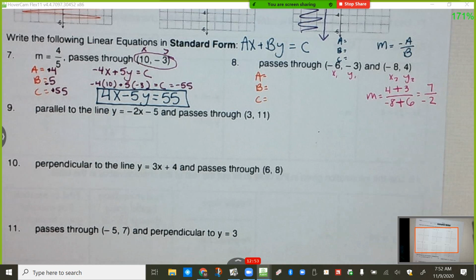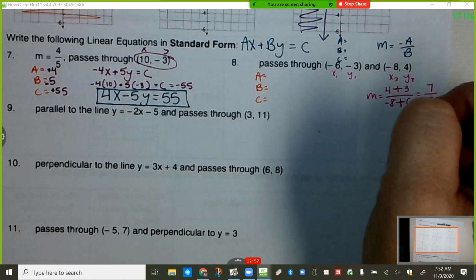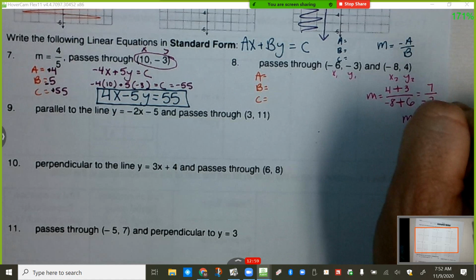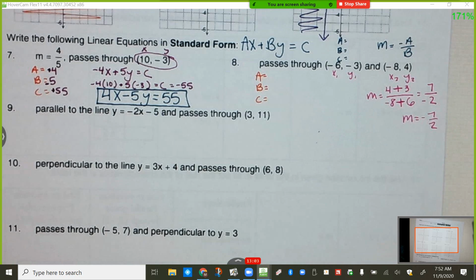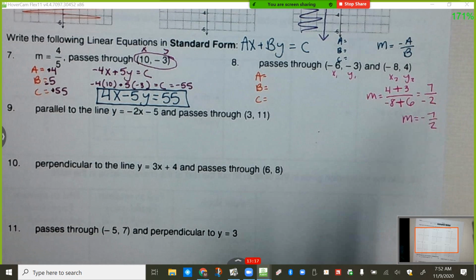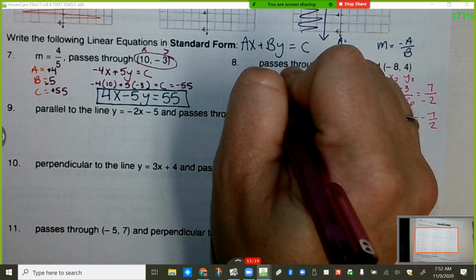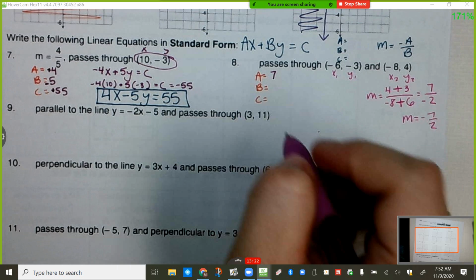Now, does it matter where that negative goes? No. Okay, so I want you to realize you can rewrite this as -7 over 2, where you just put the negative out front. And I like to give the negative to the top because opposite of the top is your a value, and we want a to be positive. So if I give the negative to the top, that becomes positive 7. The bottom becomes 2.